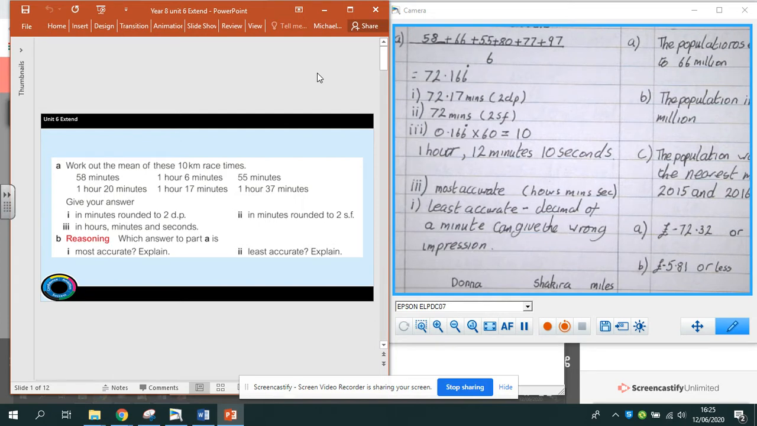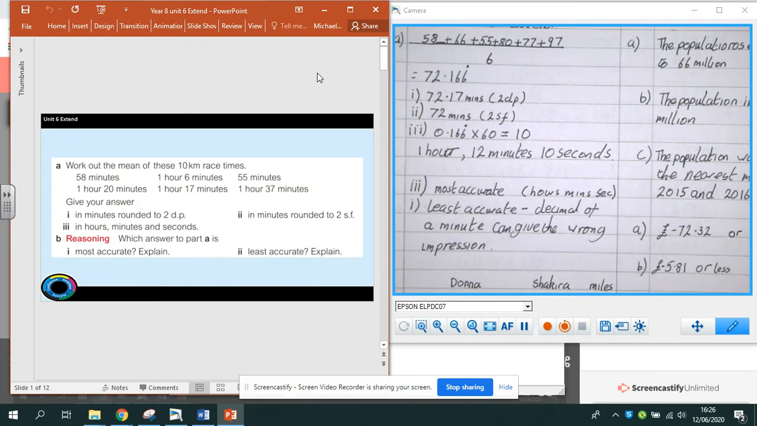So the first thing I need to do is take that decimal and convert it into seconds. I did that by multiplying it by 60. If I do that, I get 10. So that represents 1 hour, 12 minutes, 10 seconds.